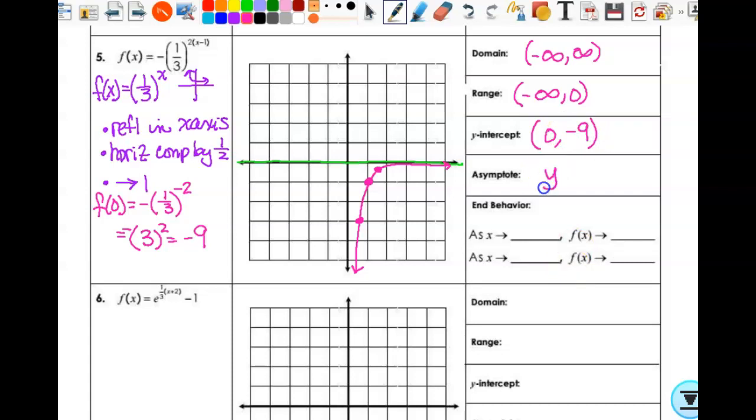My asymptote is at y equals 0. My end behavior, as x approaches infinity, f of x approaches what? 0. And as x approaches negative infinity, f of x approaches negative infinity. Okay. What questions do you have? All right. One more.